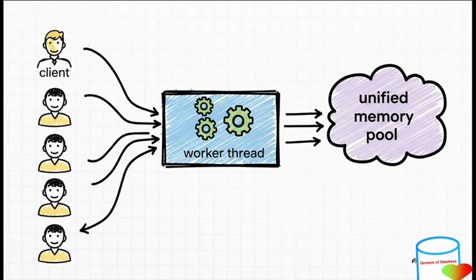And this is SQL Server's thread-based model. It maintains a pool of these little worker threads, and these threads are shared by everyone. They pick up tasks from any connected client, they execute them, and then they go right back into the pool ready for the next request. It's a many-to-many relationship, and they're all sharing that one unified memory pool we talked about.